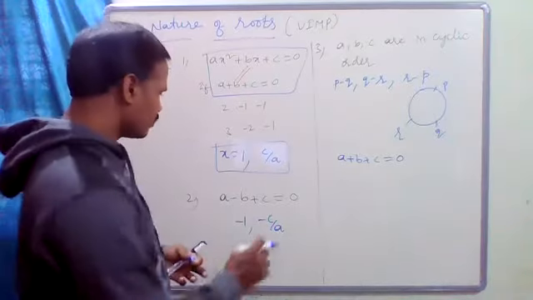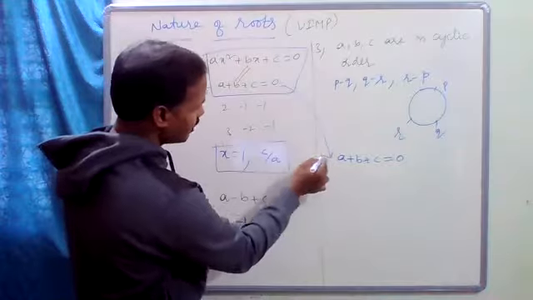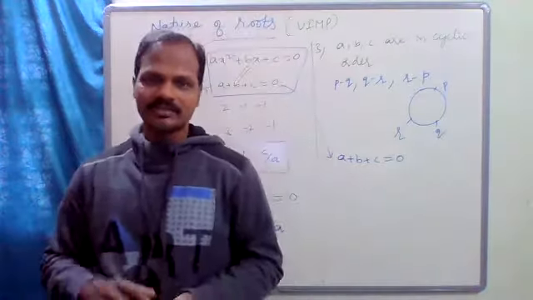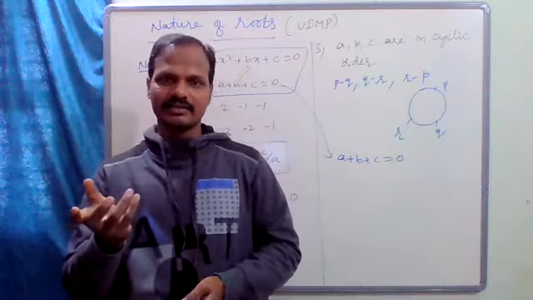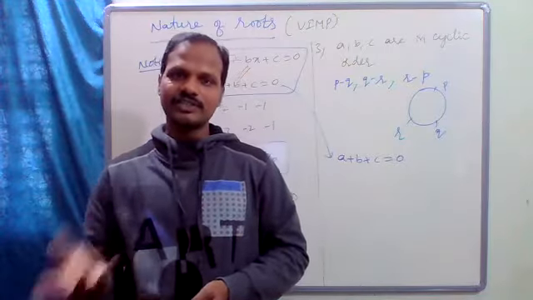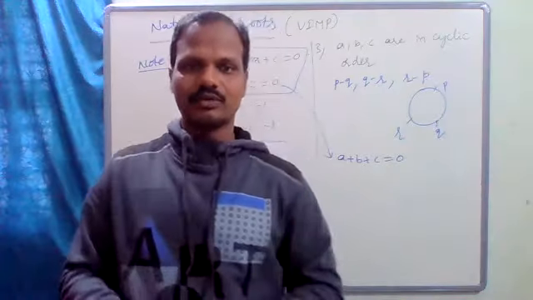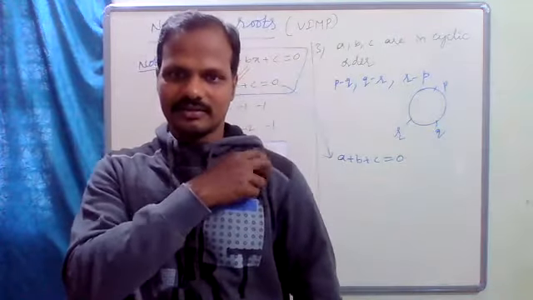nature of the roots? The roots are 1 and C by A. So the question may be asked directly or indirectly. If the sum of the coefficients is 0 or the coefficients are in cyclic order, then the roots are 1 and C by A.